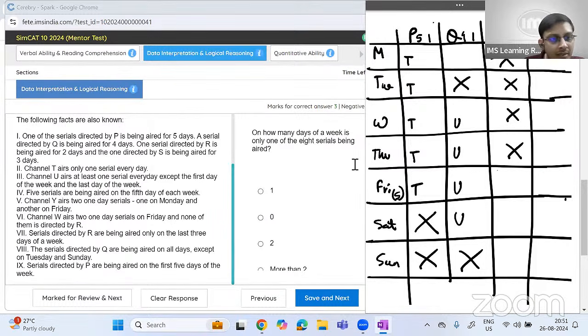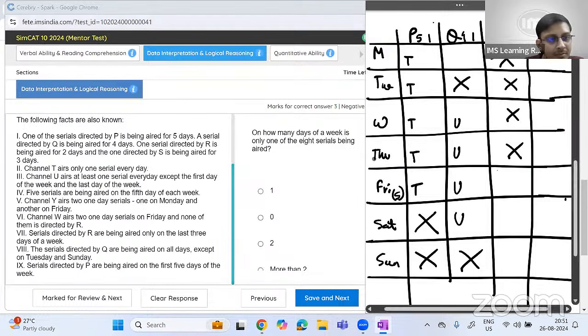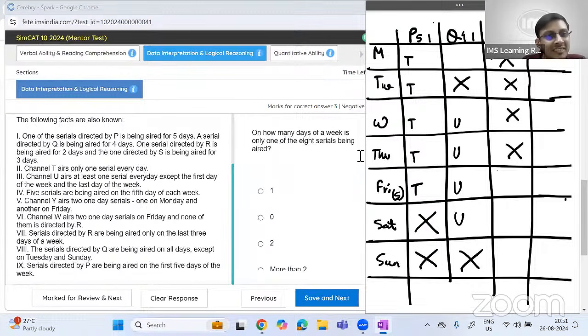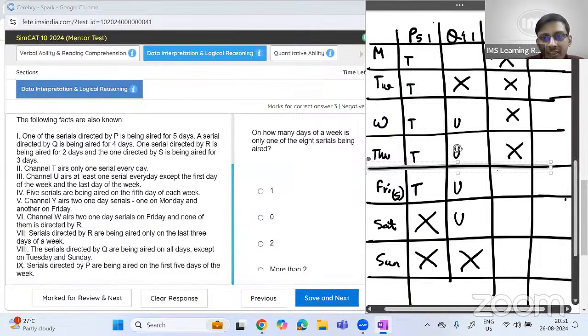Let me check. First day and last day. Okay, is the time left? I think this is simple, but just because of the live format, I'm not able to spot something. Let me just try. Serial Q on all days except Tuesday, Sunday. We've seen that. Now we need to have a 4 here and a 1 here.